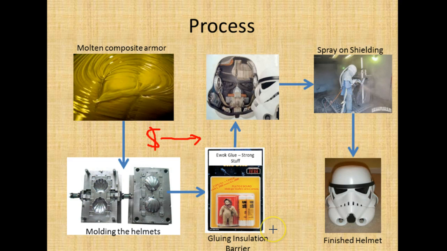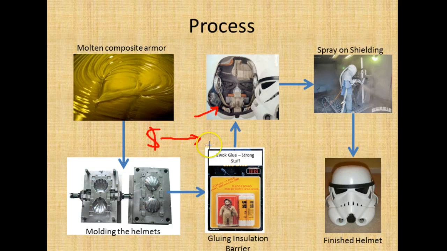And the second process is actually creating the glue or gluing the insulation barrier onto the inside of the helmet. And here's a picture of what they're doing. So you're putting all this stuff in there, and what you do is you take some Ewok glue, made from real Ewoks. And I actually found a picture of this on the internet. It's brilliant. And it makes the material stick into the helmet. So that's, again, there's some costs there.